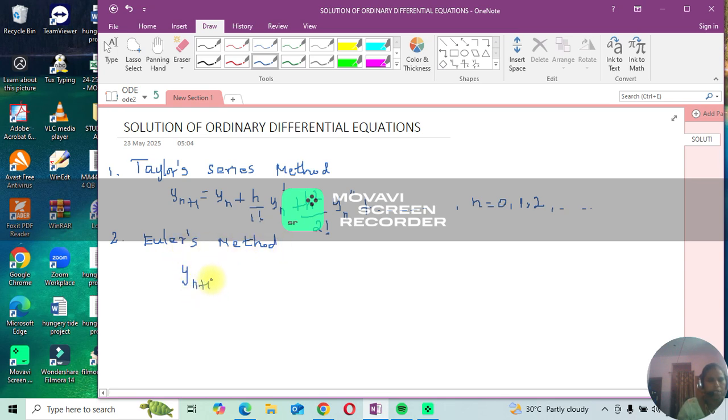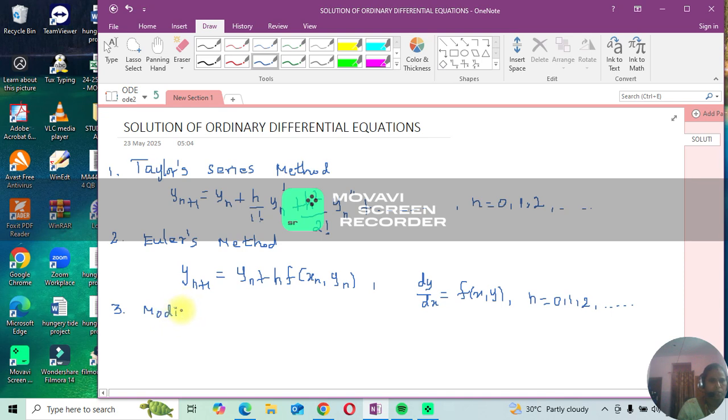So y(n+1) is equal to y(n) plus h into f of x(n), y(n), where this f of x, y is nothing but the given differential term dy by dx. So we have to take dy by dx is equal to f of x, y, and again n starts from 0, 1, 2 and so on. Depending on the point we are calculating, we have to substitute the n value. So this is Euler's method formula, and the next one is the modified Euler's method.